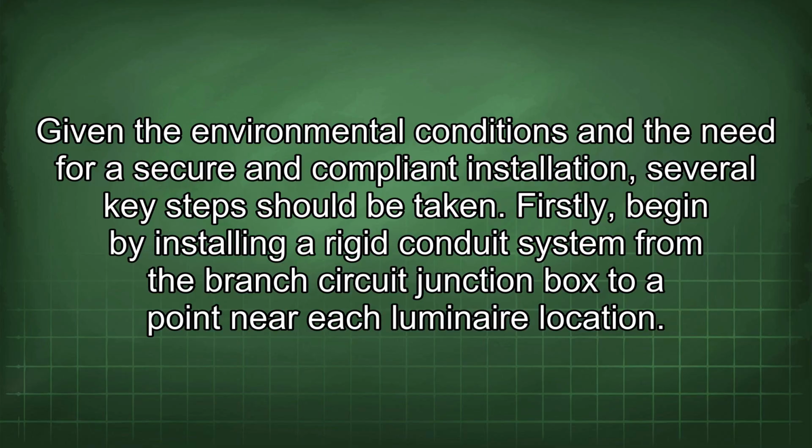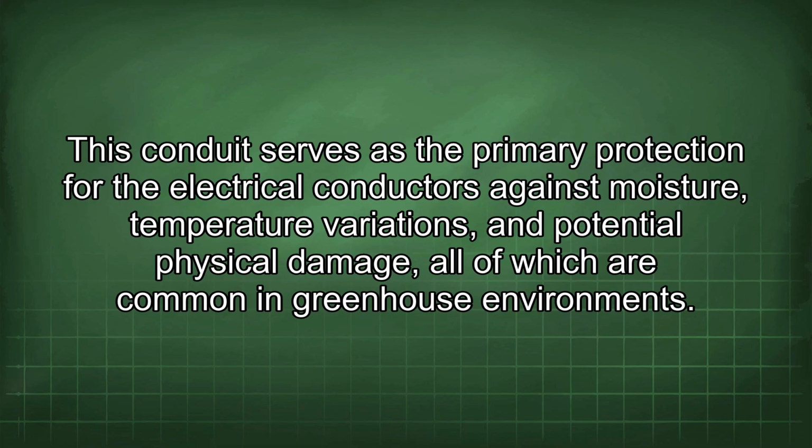Firstly, begin by installing a rigid conduit system from the branch circuit junction box to a point near each luminaire location. This conduit serves as the primary protection for the electrical conductors against moisture, temperature variations, and potential physical damage, all of which are common in greenhouse environments.